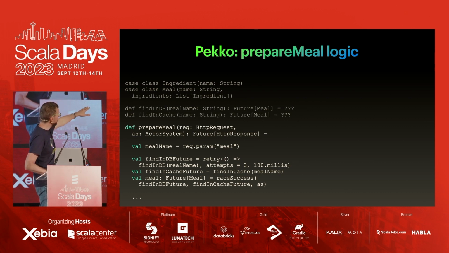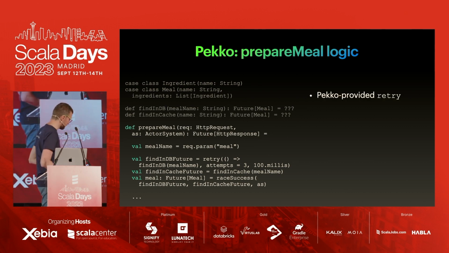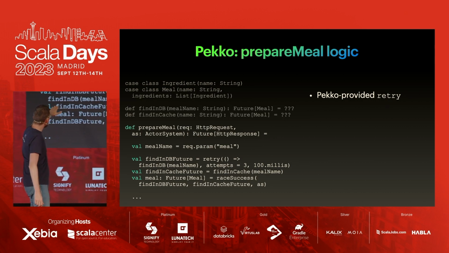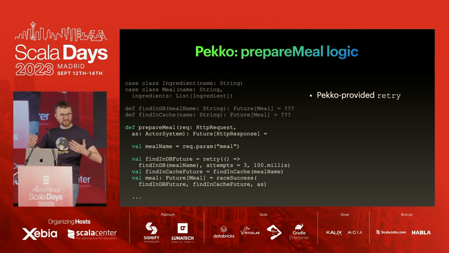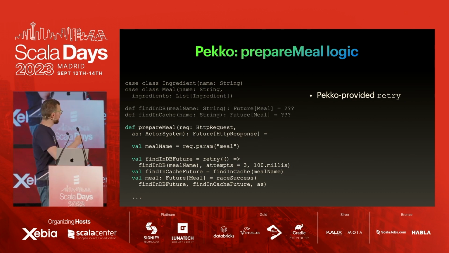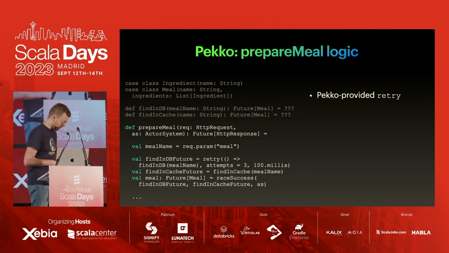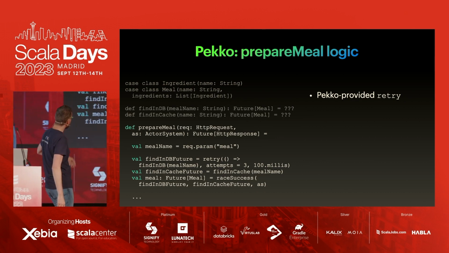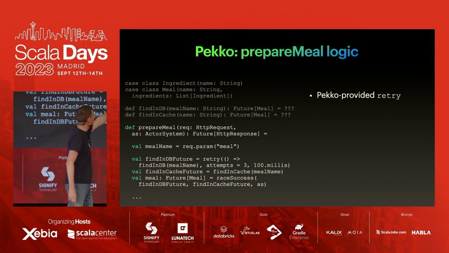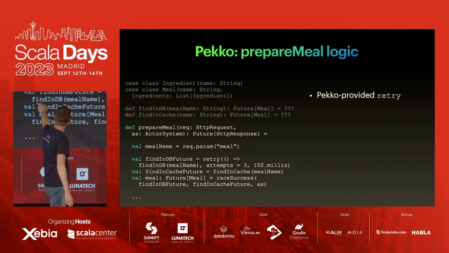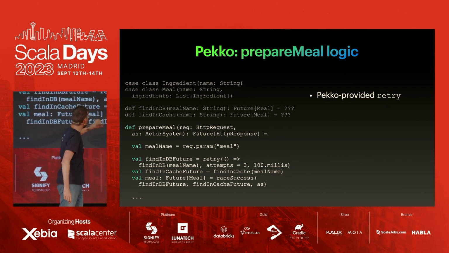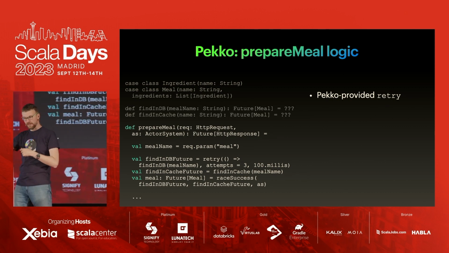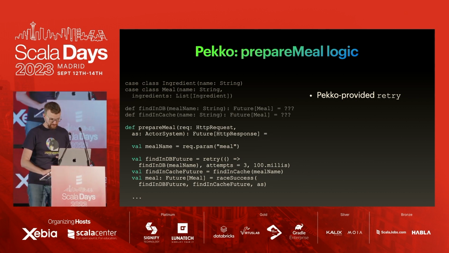Once again, we want to retry this call to finding things in the database. There is a Pekko-provided retry, so we just use that. It returns us a future which can be retried 3 times. What's important is that here we have to provide a lazily evaluated value, right? We have to write a function which returns a future so that we can actually start the computations 3 times.